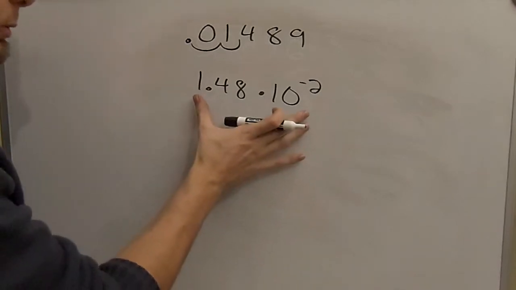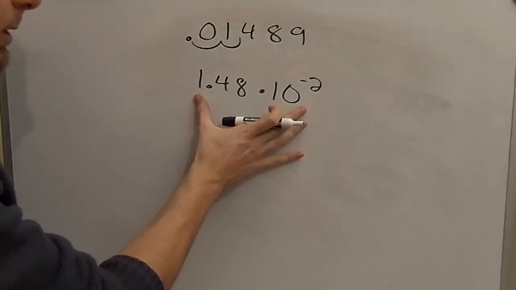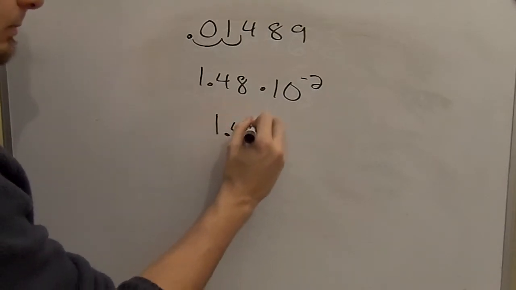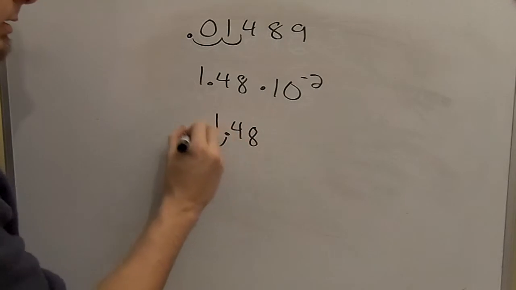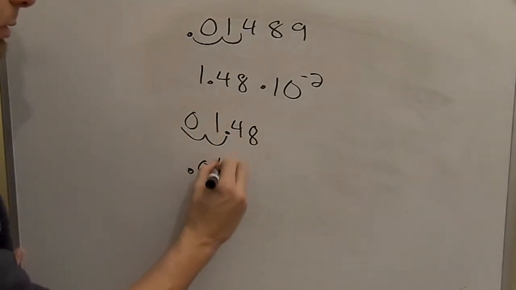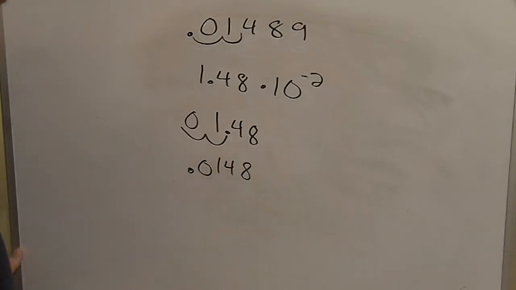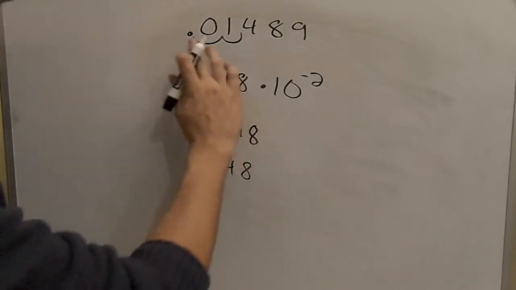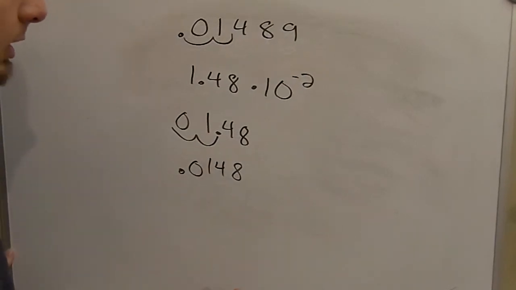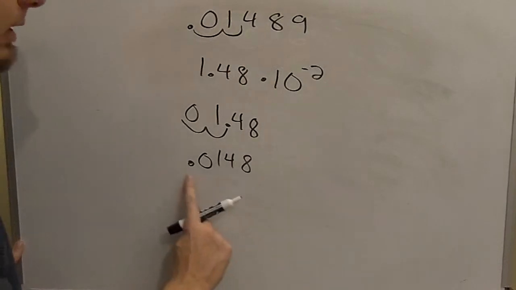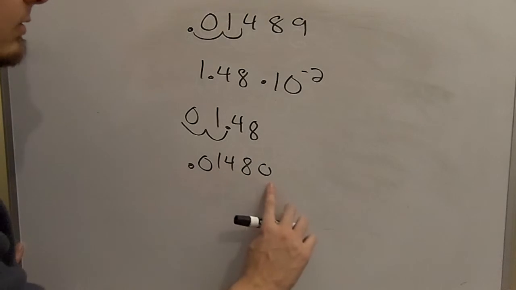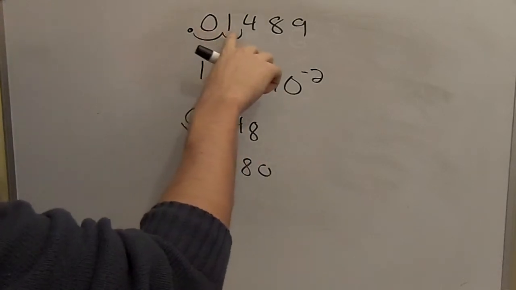So at this point, if I was told to write this in expanded form, I would take my 1.48, I would move it back 2 spaces. Blank space is filled with a 0, and now 0.0148. Now this is not the exact number I had before, but again, scientific notation is an approximation. So this is not the exact number I had before, but it's very close. It's very similar. I have 0.01480 instead of 0.01489.